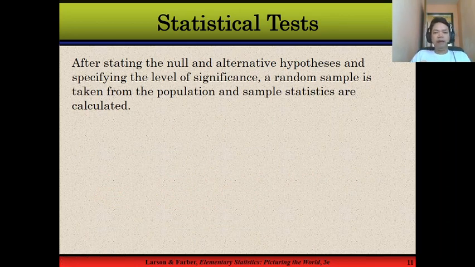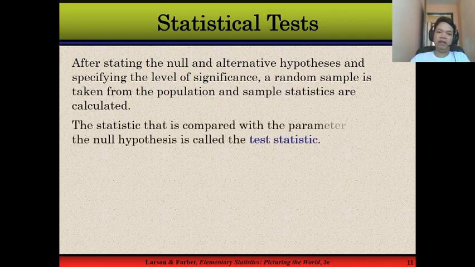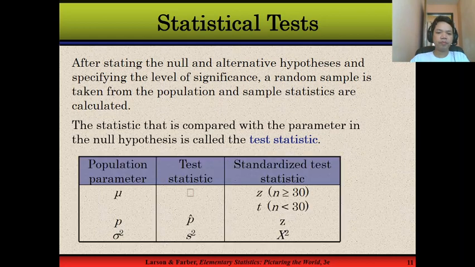Okay, after stating the null and the alternative hypothesis, and specifying the level of significance, a random sample is taken from the population and the sample statistics are calculated. So, kailangan natin ng sample statistics natin. So, ano yung formula ang gagamitin natin? Will it be a z-test, a t-test, or a population proportion? So, iikot pa rin yung topic natin dun sa tatlong statistical test na yon.